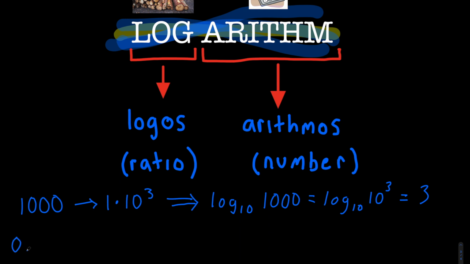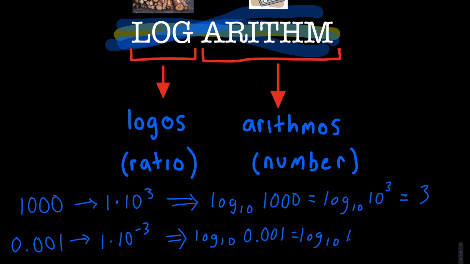Similarly, we can express a small number like 0.001. Now if you move 3 places to the left of 1, that's 1 times 10 to the negative 3. We can have that as, again, log base 10 of 0.001 is equal to log base 10 of 10 to the negative 3, and that's negative 3. So basically it's asking how many magnitudes of 10 are in this number, and so we're able to express these as a magnitude.